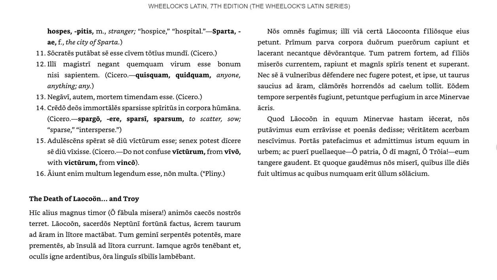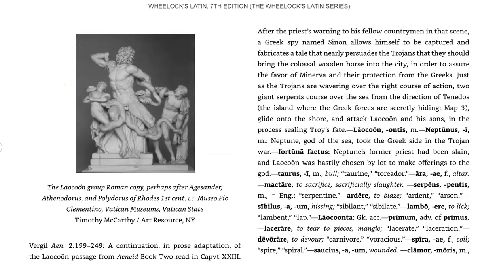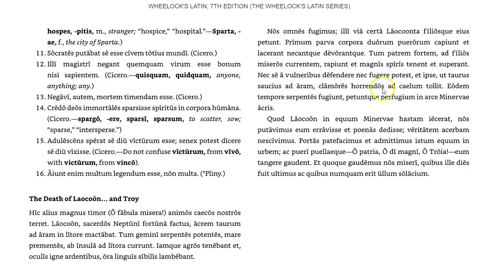Again, we have this image here. What's going on here? Trying to save his sons' lives, and of course, he's not able to defend his sons from the death, from the wounds, and you can see the horror and the prayers to the heavens or the gods for help.